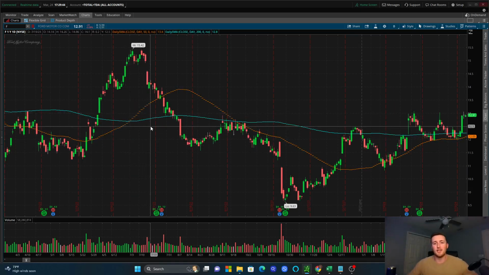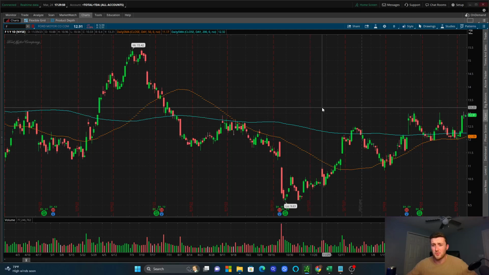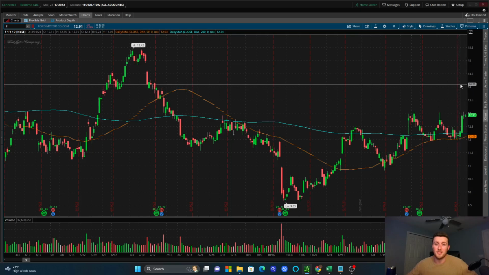Me personally, I want to find stocks that are not doing a bunch of crosses up and down. I want to find that one big cross point. In this case, this is getting set up for a bullish cross point to where we could see another run up to 14.50. So this is something you keep your eyes on.